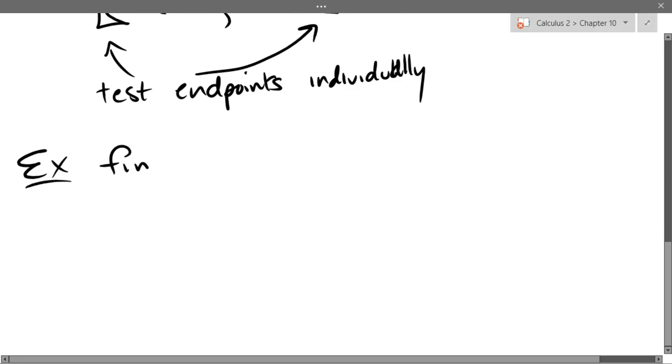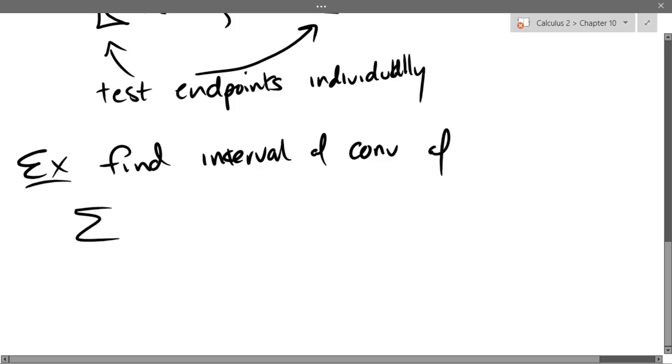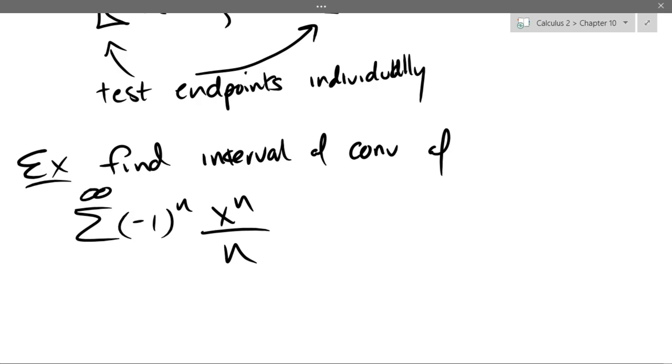All right, first up. We're going to find the interval of convergence of the summation of negative 1 to the n, x to the n over n. And again, it doesn't matter where we start. Obviously, 0 is a bad number to start at because you divide by 0. But it could start at 1, could start at a million. It won't make a difference for convergence.